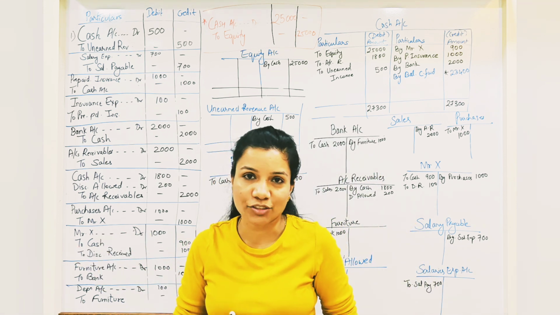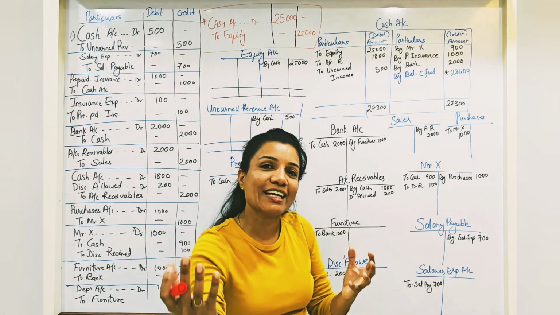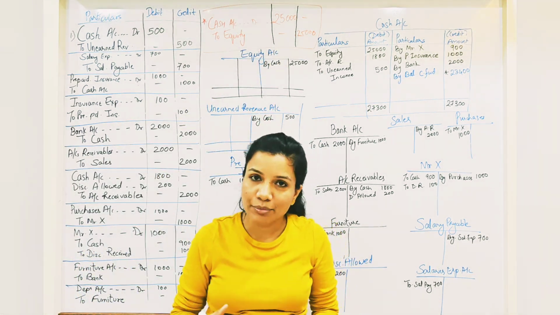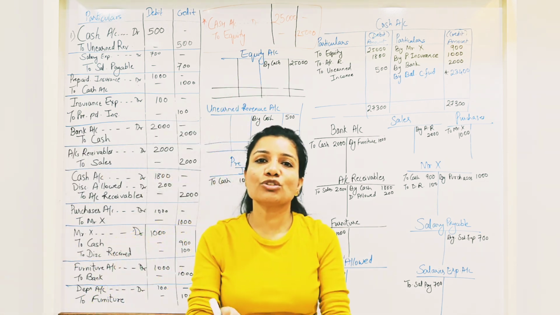Now this is the transaction. What entry will I pass? Cash account debit. From the business point of view, cash is coming in. So cash account debit to equity. What is equity? Equity represents my ownership in the business.